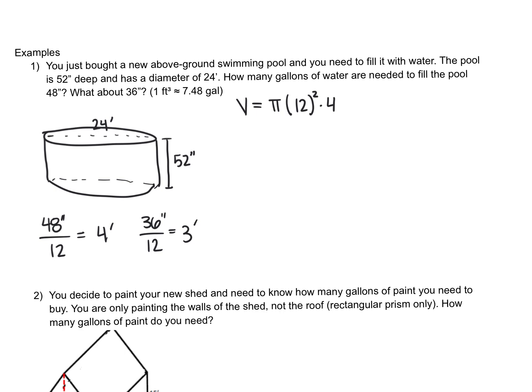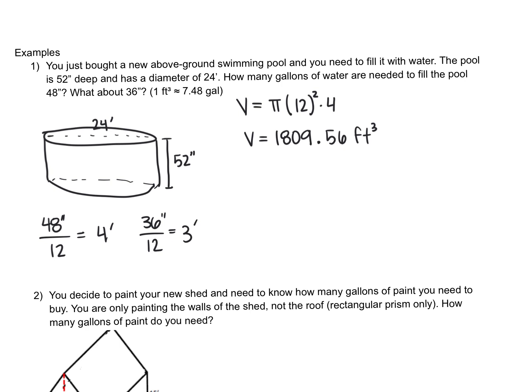And we aren't going to leave this in terms of pi because I want to know exactly how much water I need. So it doesn't really make sense for us to leave our answer in terms of pi here. So the volume of the pool is going to be 1,809.56. And then for volume, our units are cubed. So it's going to be feet cubed.